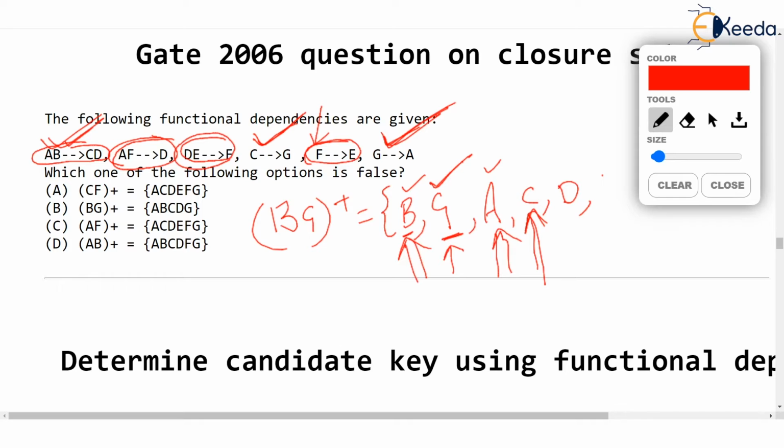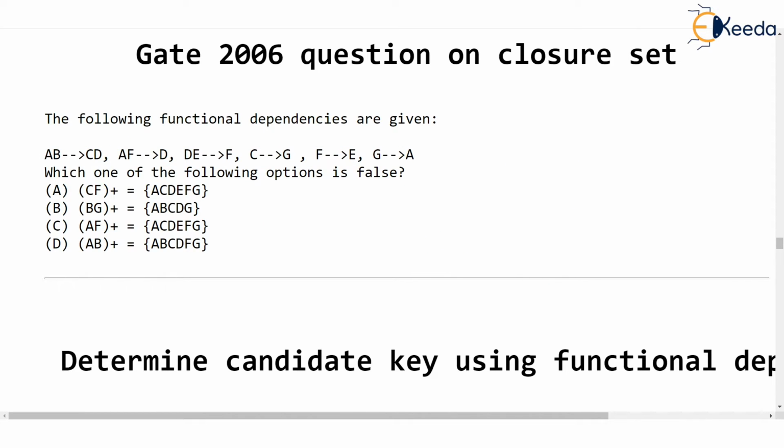What that means is BG plus is going to contain in sequence A, then B, then C, then D, then G. So even B is correct. A was correct. Really, these closures are as given, isn't it? Now let's find out AF plus.